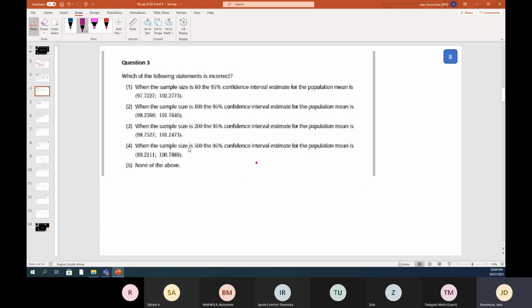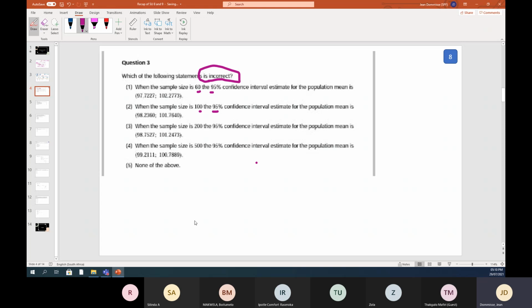Because it's a previous exam paper, sometimes the print is not the best quality, but let's look at what we need to find here. Which of the following statements is incorrect? When the sample size is 60, the 95 confidence estimate or interval estimate is a given. When the sample size is 100, the same confidence, let's look at what will happen.